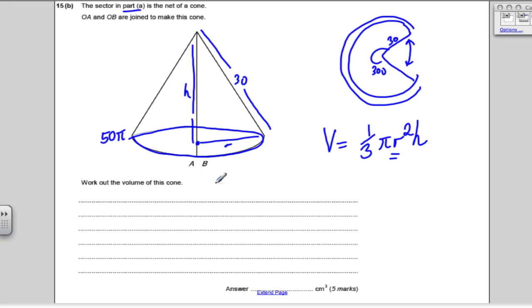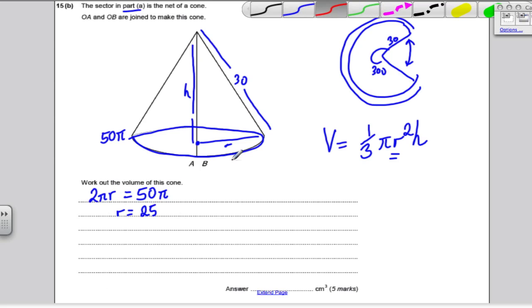Okay, so let's start off by trying to work out the radius of this circle. If we know that in general a circle has a circumference of 2 pi r, and we know that this value is equal to 50 pi, r by default must be 25. Solving for r here, r has to be 25 to make these two the same. So we know that r is equal to 25 centimetres.